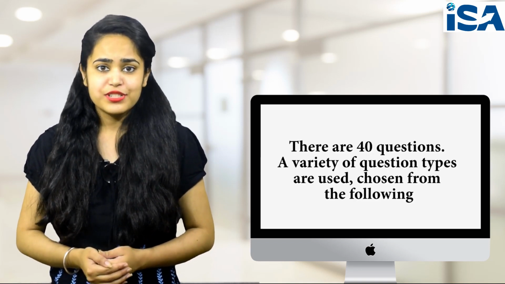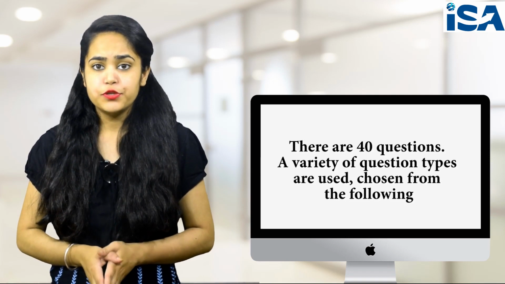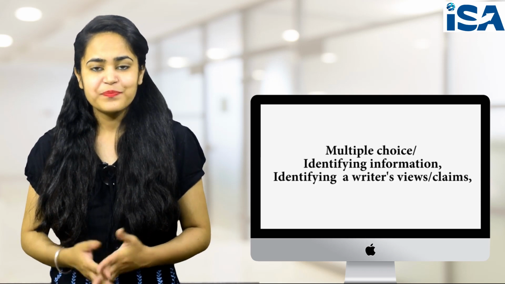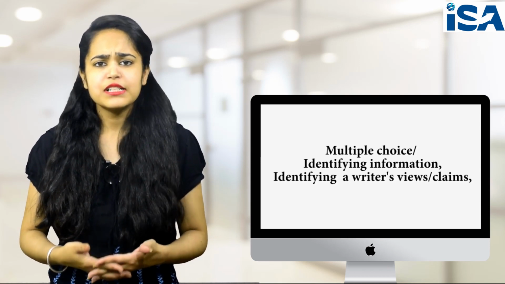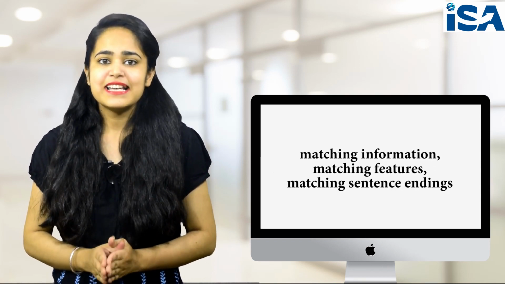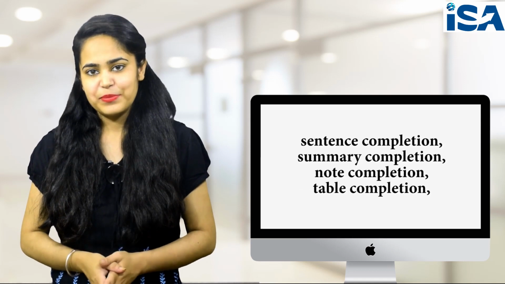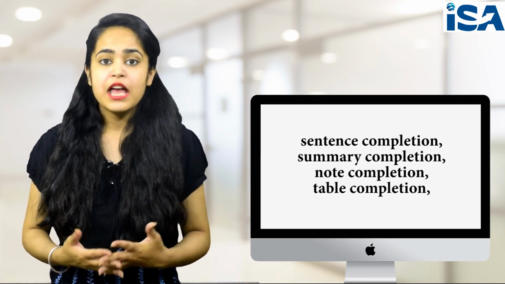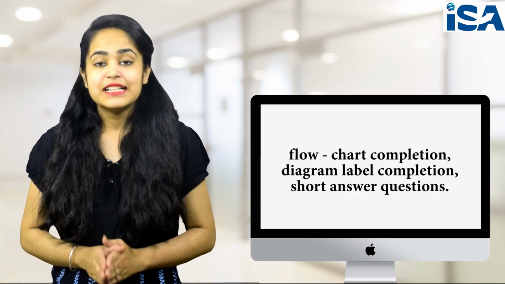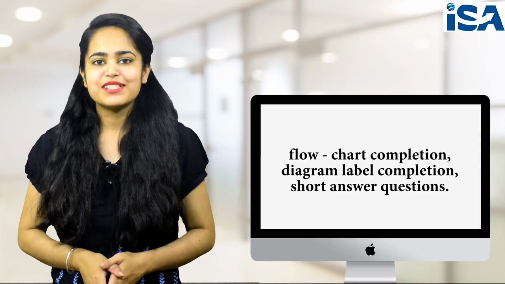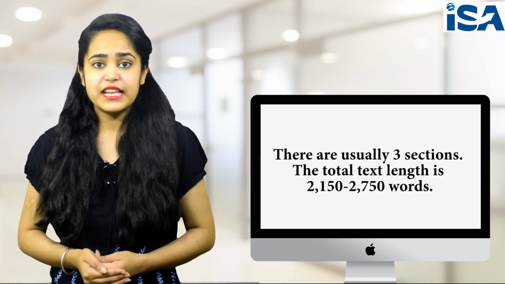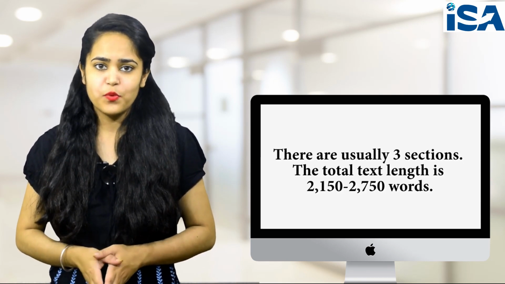There are 40 questions. A variety of question types are used, chosen from the following: multiple choice, identifying information, identifying a writer's views, claims, matching information, matching features, matching sentence endings, sentence completion, summary completion, note completion, table completion, flowchart completion, diagram label completion, short answer questions. There are usually 3 sections. The total text length is 2150 to 2750 words.